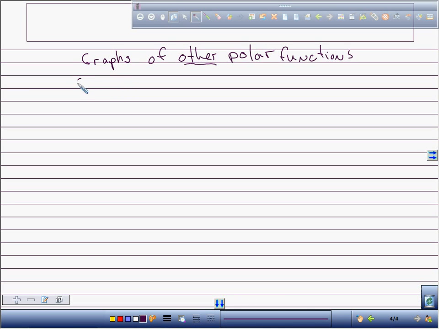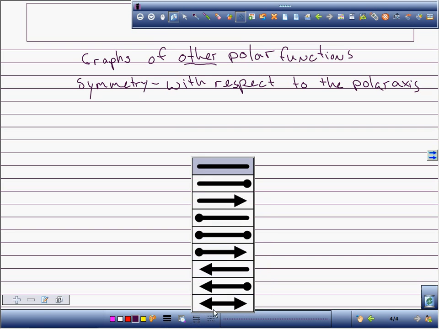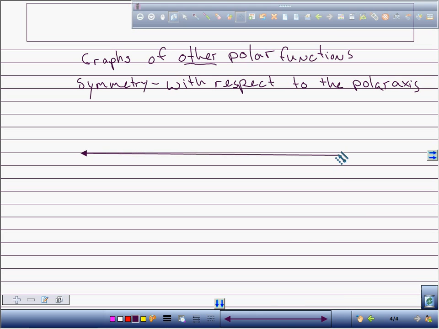So, here are some rules about symmetry. Symmetry with respect to the polar axis. And the polar axis is the same as the x-axis. So if I have some line, let's see what this is going to draw here. So here's my polar axis, and here's the y, or this is called the pi over 2 axis.